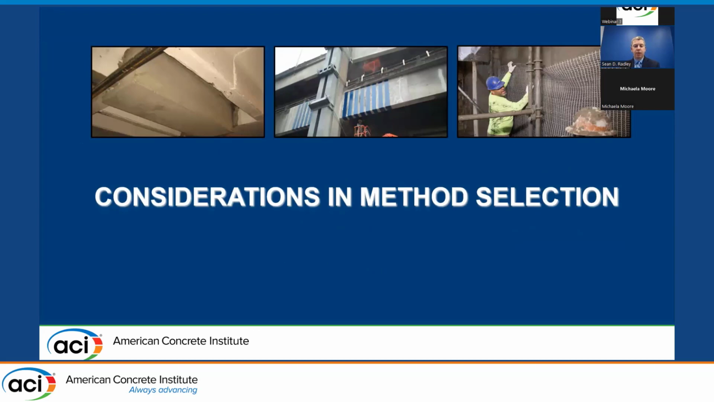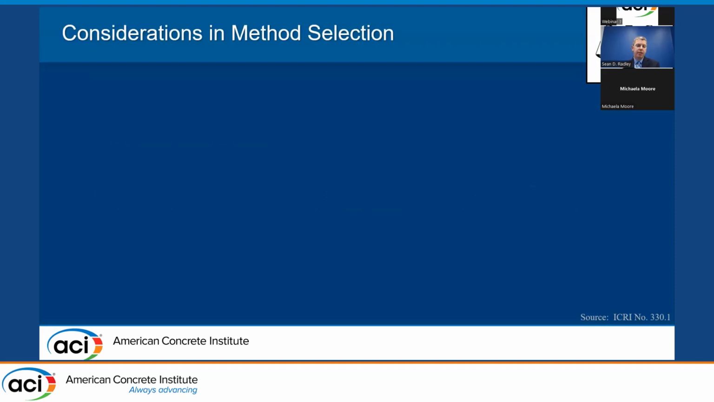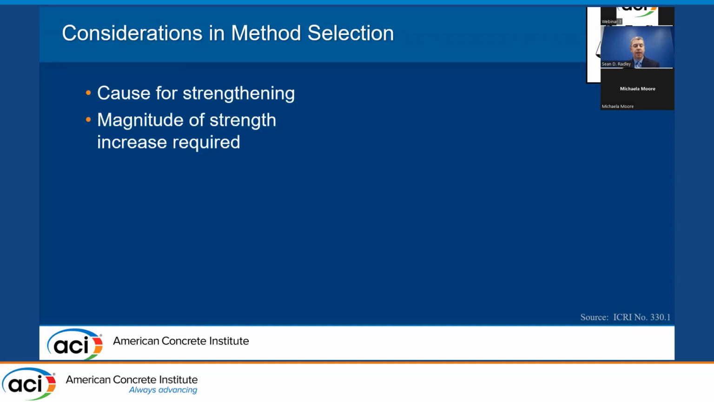So now we'll discuss briefly some considerations in method selection. It's a balancing act of many different variables. The first is, what is the cause for strengthening? And this should be a direct result from your condition assessment, which is one of the main goals of any condition assessment. What is the magnitude of strength increase required? Certain methods offer greater strength increases than others. Do you need to support future loads only, or existing and future loads? That may dictate which type of method, passive or active, you choose to select.